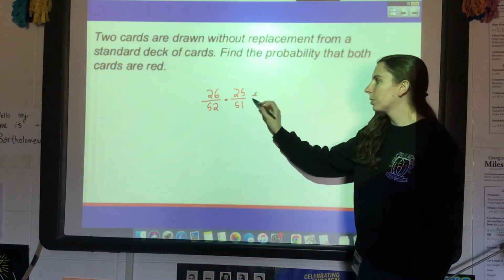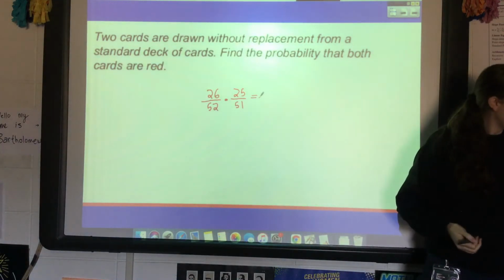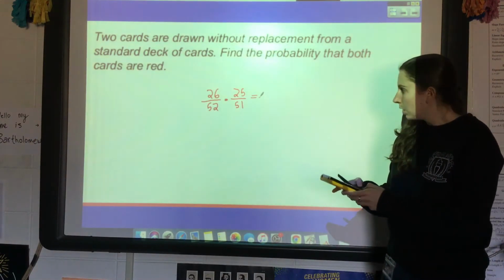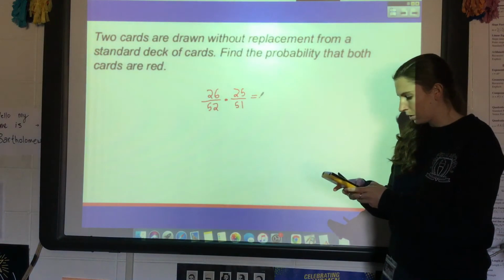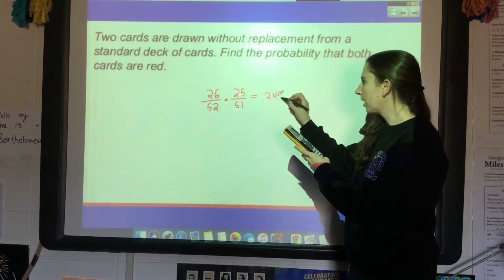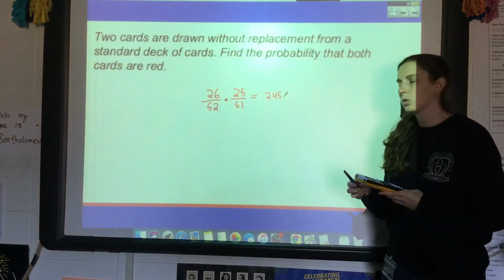And so if you multiply those together, let's see what we get. Alright, so as a decimal, it's 0.245 approximately. So about 24-25%.